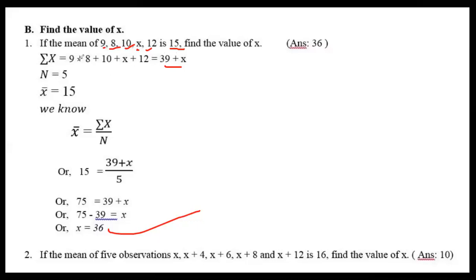So n equals how many numbers are there? 1, 2, 3, 4, 5. There are 5 numbers altogether. 15 is the mean, let's remember this here, this is the main thing to remember.